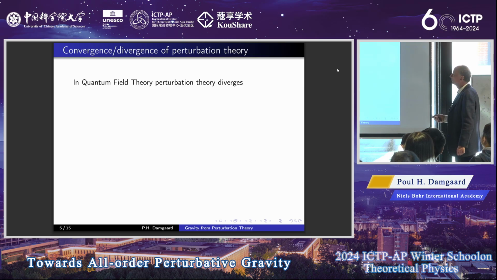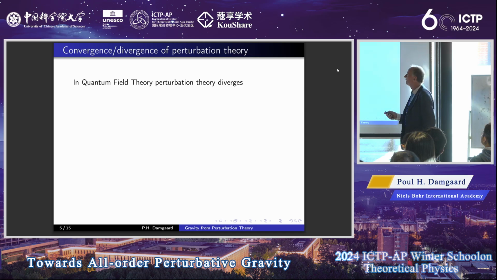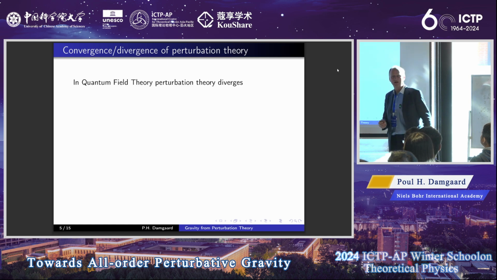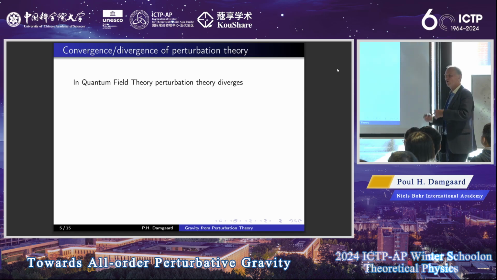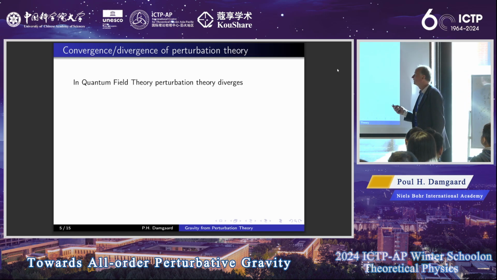Now, you may have heard when you took your quantum field theory course that perturbation theory actually diverges. Are you aware of that? I don't see many people nodding. Of course, that's a shocking statement after you have learned about the Feynman diagrams and calculations, how to do them, Born expansion, and so on. And now you're suddenly being told it diverges. It's also a slightly biased way to put it, because divergent can mean many things.